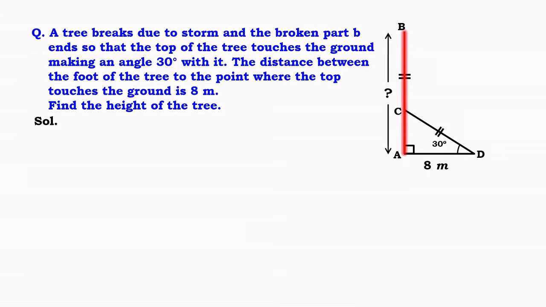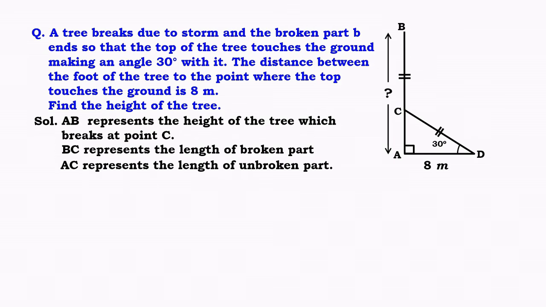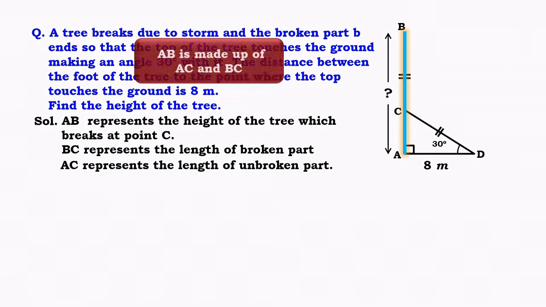We know that AB represents the total height of the tree. The tree breaks at point C, so the total height of the tree can be divided into two parts. Therefore, the height of the tree is equal to AC plus BC. We will first find the length of AC.